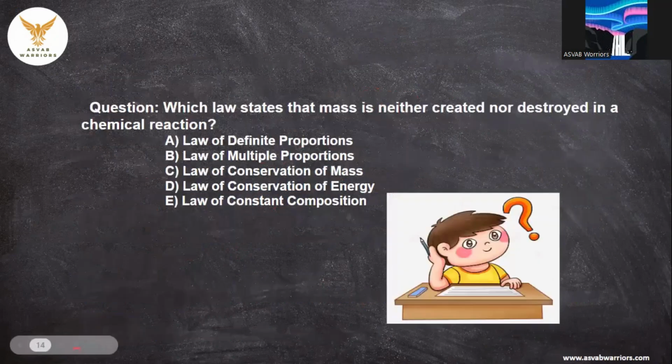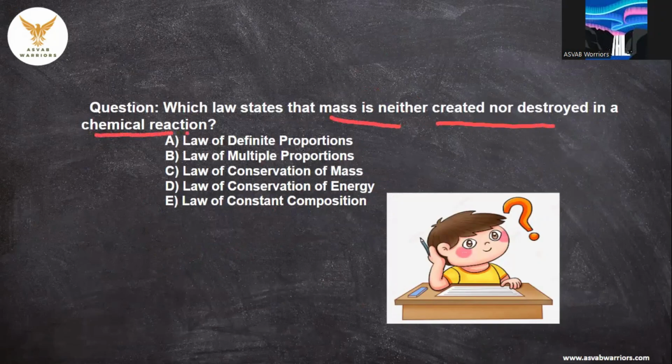Question time. Which law states that mass is neither created nor destroyed in a chemical reaction? If you know the answer, please write it down in the chat box. First option is law of definite proportion. Second is multiple proportion, then conservation of mass, conservation of energy, and constant composition. Here, the statement says that it is neither created nor destroyed, but we are talking about mass. So here, the answer is option C, law of conservation of mass.